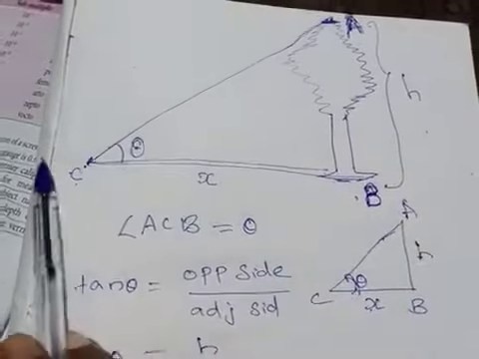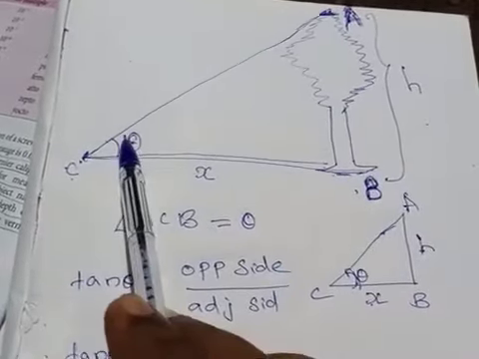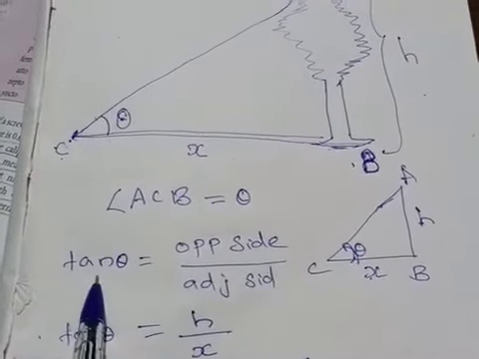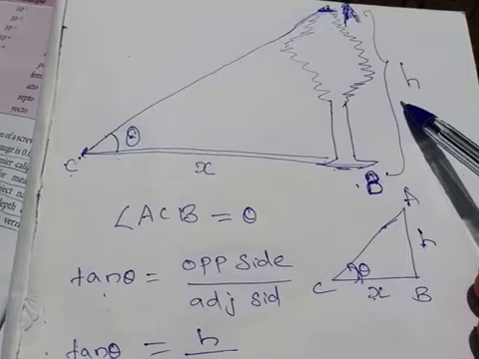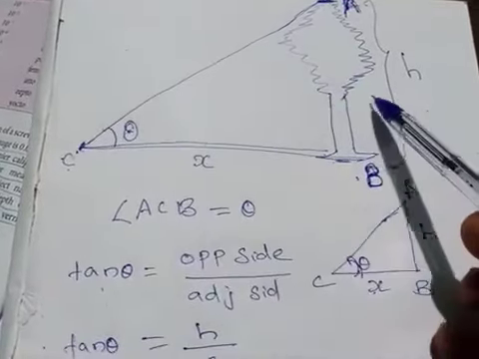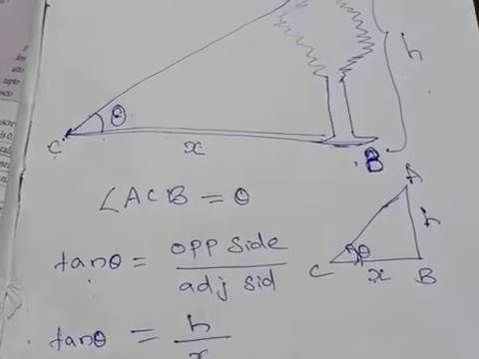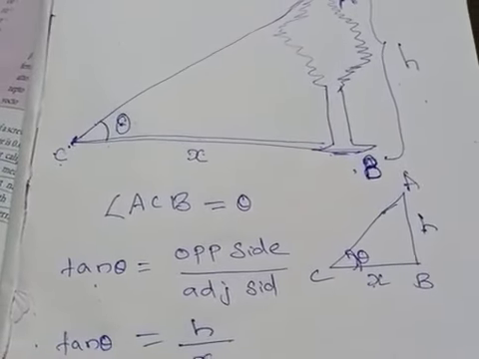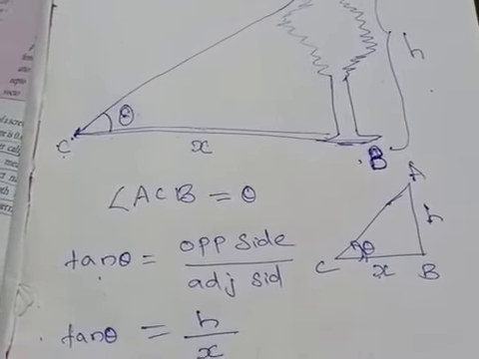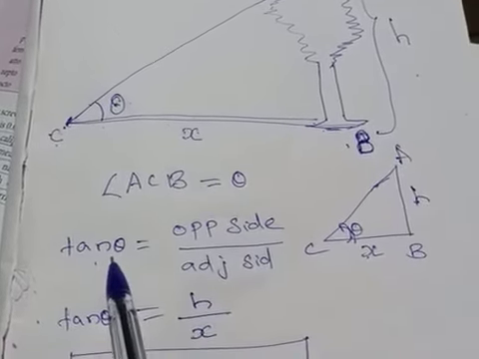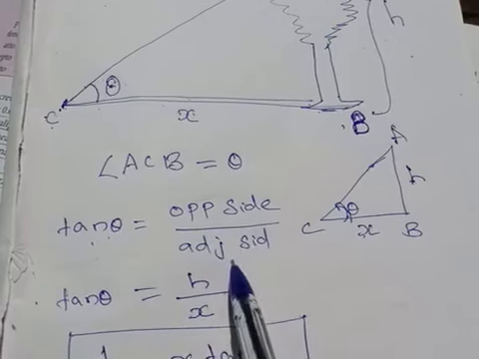Now angle ACB is equal to theta. Tan theta is equal to, you see, this is theta. Opposite side to theta is h, adjacent side to theta is x. So easily you can measure this tree height by using the formula tan theta is equal to opposite side by adjacent side.